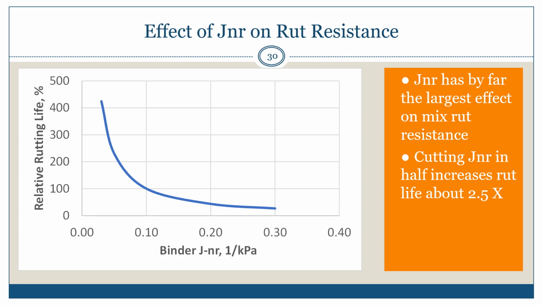And we shouldn't be surprised at this point to see that the binder properties, in this case GNR, have a very strong effect on the relative rutting life, or the rut resistance. As GNR goes down, the rutting resistance goes up dramatically. If you can cut GNR in half, the rutting life is going to increase by a factor of 2.5. That's quite a substantial effect, and this is the first thing you should look at if you're trying to improve the rut resistance of your mixture. Decrease GNR. Go to a higher MSCR binder grade.